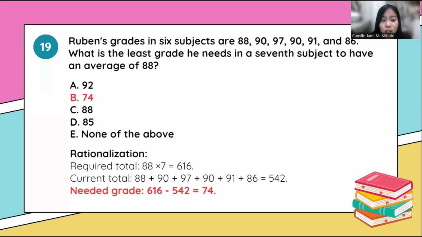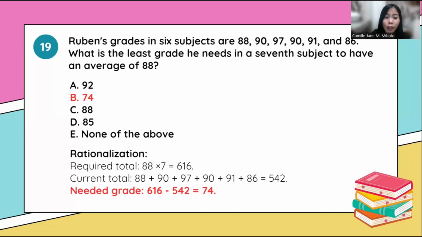616. And ang current total man sa iyahang 6 subjects ay 542. If we add all the 6 subjects nga naanay grado, which is 88 plus 90 plus 97 plus 90 plus 91 plus 86, it is equal to 542. And ang needed grade niya dapat is 74 para maka-obtain siya og average nga 88.